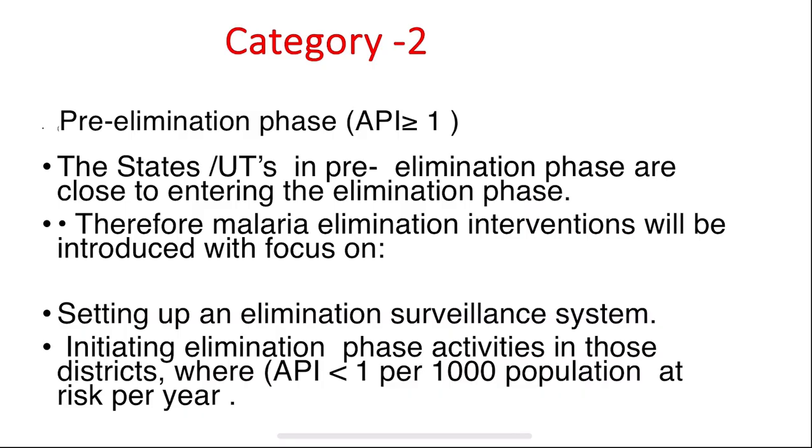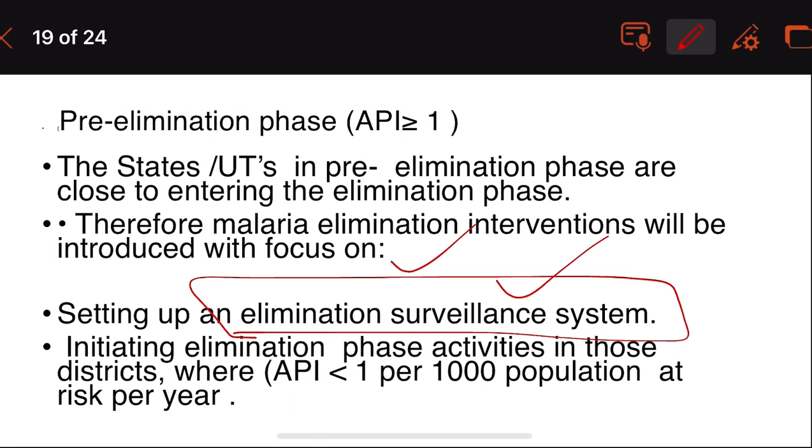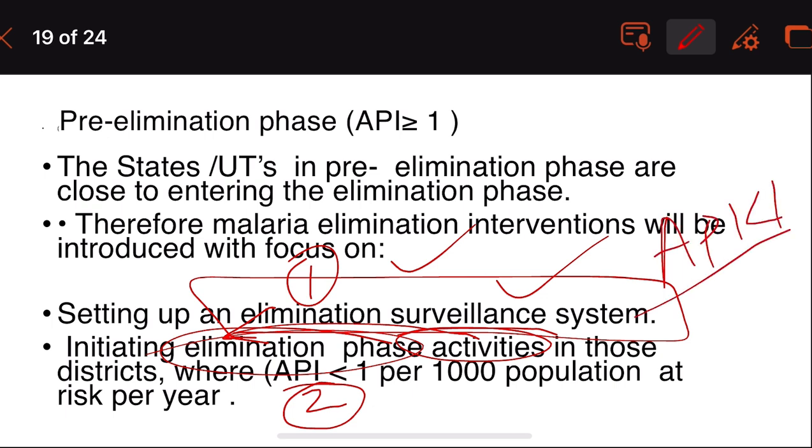Next, we saw category 2. They are very close to entering the elimination phase. Very close. So we need to set up elimination surveillance. Very close to elimination, right? So the elimination surveillance system has to be set up, and we have to initiate the elimination phase activities. The activities should also be elimination phase activities where the API is less than 1 per 1000 population.